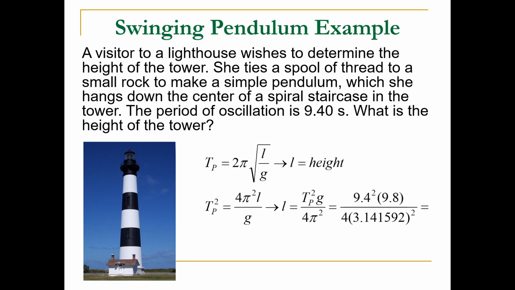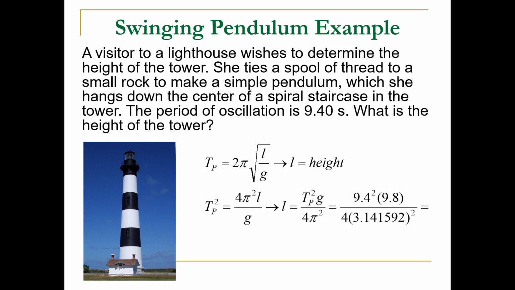And so you get the period squared. You have to square the 2, which becomes 4. The π is squared, and then the root is gone, and we just have L over g. And now we need to solve it for L, so we're going to cross multiply the g and divide both sides by the 4π squared. So we get the period squared times g over 4π squared.